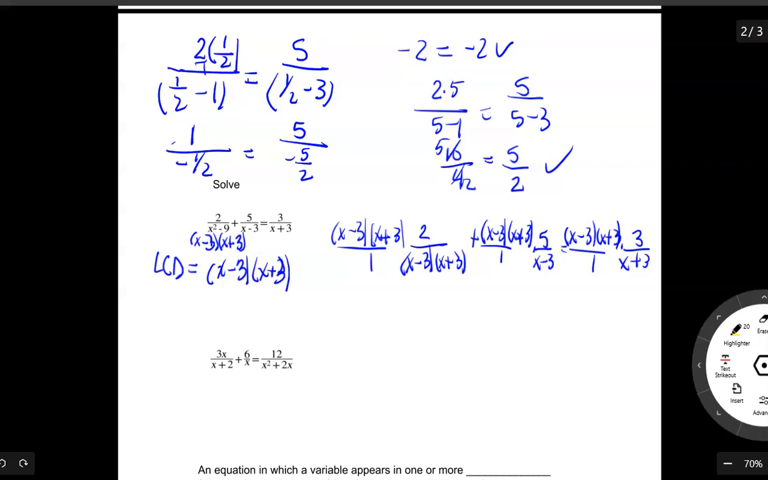Well, the reason that we do this is to get our denominators to cancel out. In this first one, the x minus 3 cancels, so does the x plus 3. So we're left with 2. Second one, the x minus 3's cancel, so we're left with 5, and x plus 3, we'll have to distribute that. And over here, the x plus 3's cancel, and we're left with 3 times x minus 3.